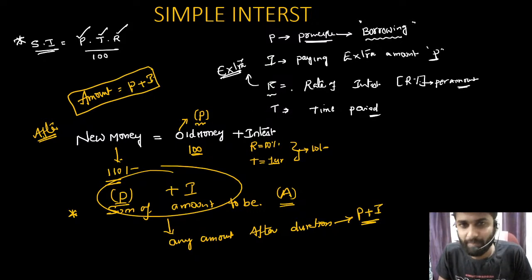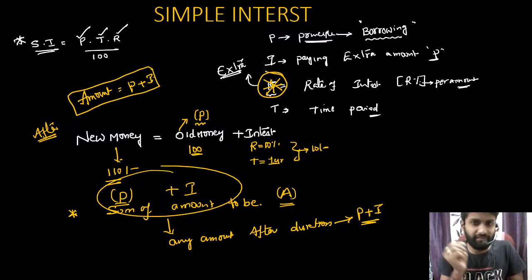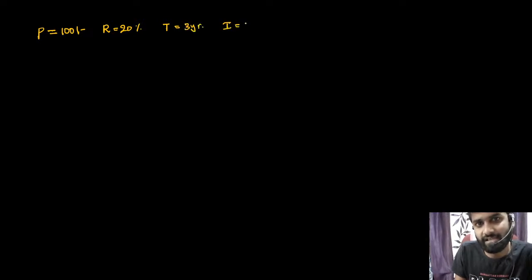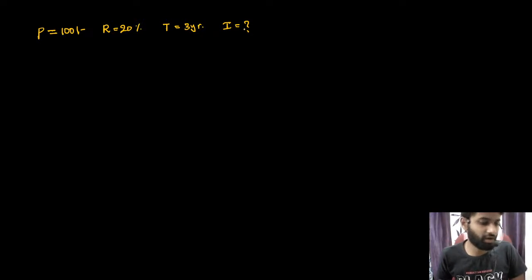Now, the most important thing: the entire extra amount is calculated based on the R value. So the R value alone decides the entire extra amount. Now, see guys, for example, principal is equal to 100 rupees. Rate of interest is equal to 20%. Clear? Time period is equal to 3 years. Then what is the interest? This is question number 1, guys. There is an amount of 100 rupees with the rate of interest 20%. If the time period is 3 years, what is the interest?